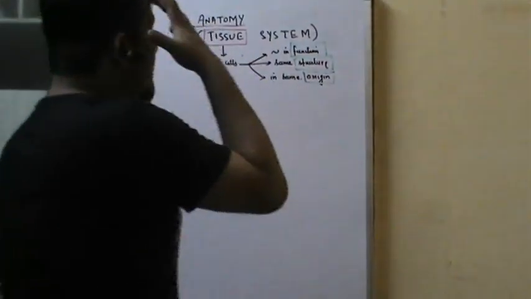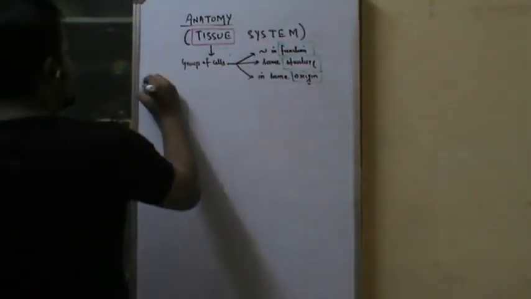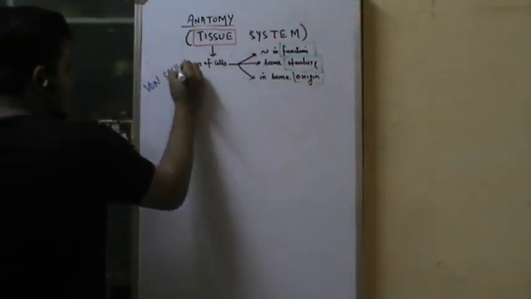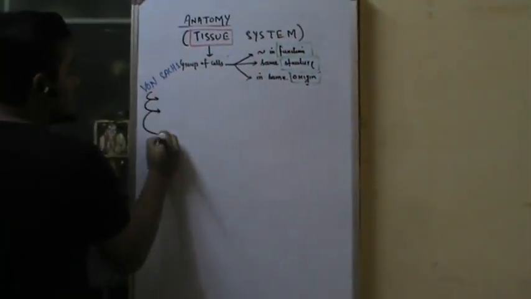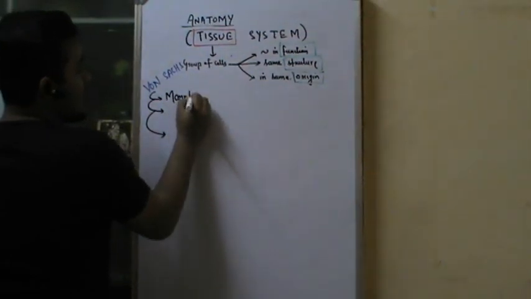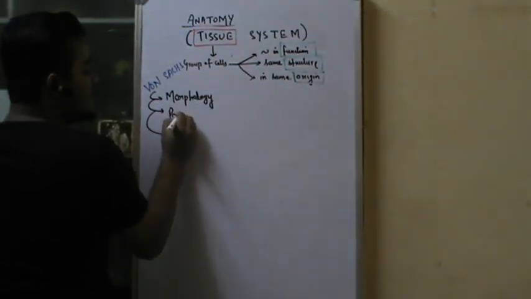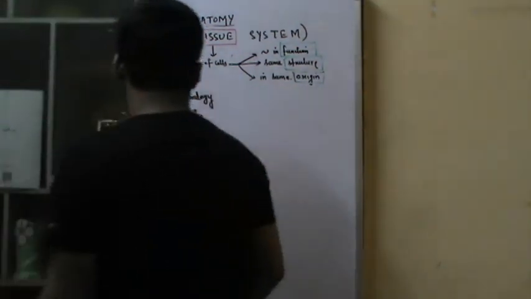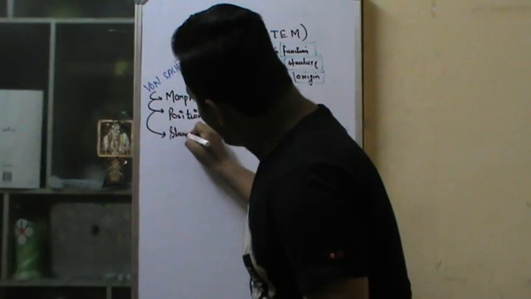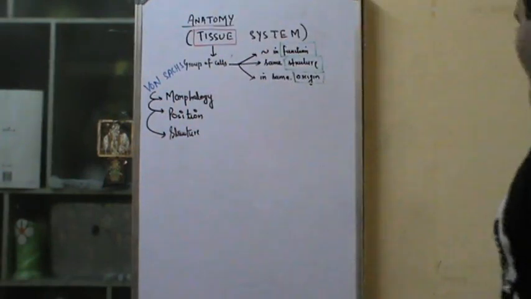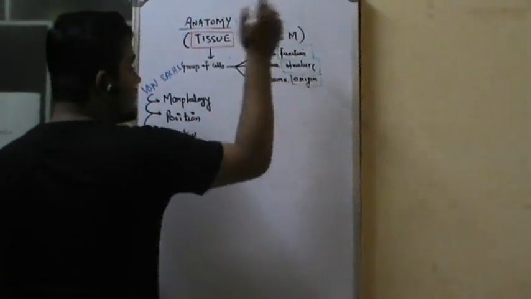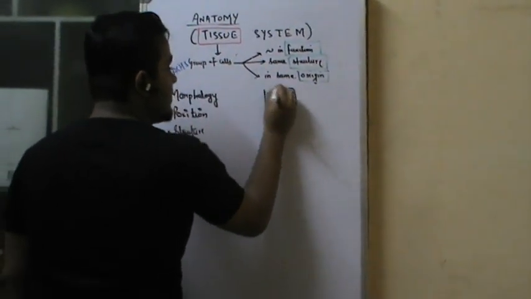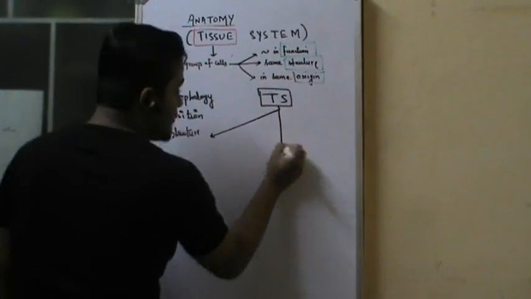Other than this, remember the tissue system was given by a very famous person, von Sachs, a German scientist. You have to remember three things: morphology, position, and structure. On the basis of morphology, position and structure, the complete tissue system was classified into three types.